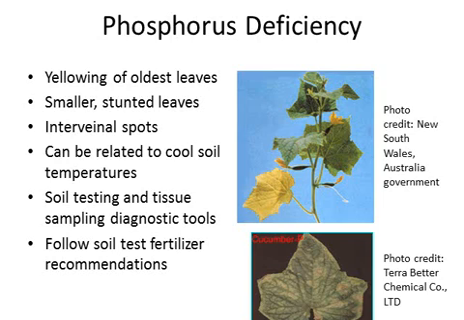With phosphorus deficiency, the oldest leaves yellow and the leaves throughout the plant are stunted and smaller. Interveinal leaf spots sometimes occur. Phosphorus deficiency symptoms are most common early in the season due to reduced uptake in cold or cool soils.